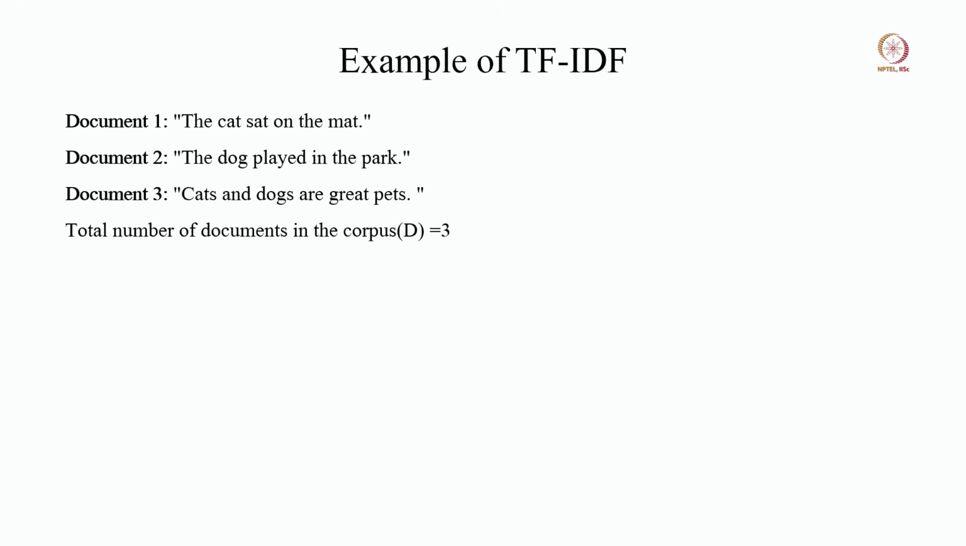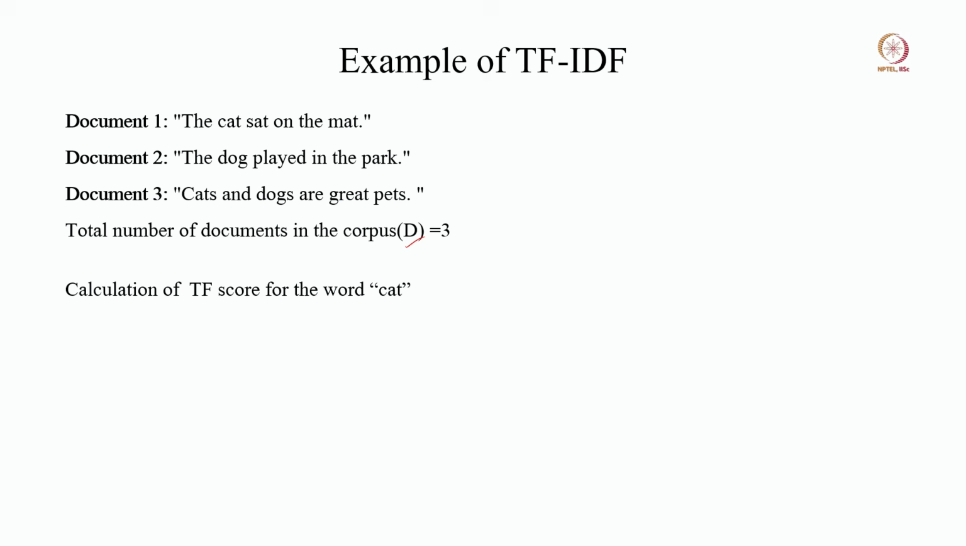Now, we will see how to calculate that. Suppose we have three documents. Document 1 has: the cat sat on the mat. Document 2 has: the dog played in the park. And document 3 has: cats and dogs are great pets. So, the total number of documents in the corpus is equal to 3. Okay. So, capital D equals 3.